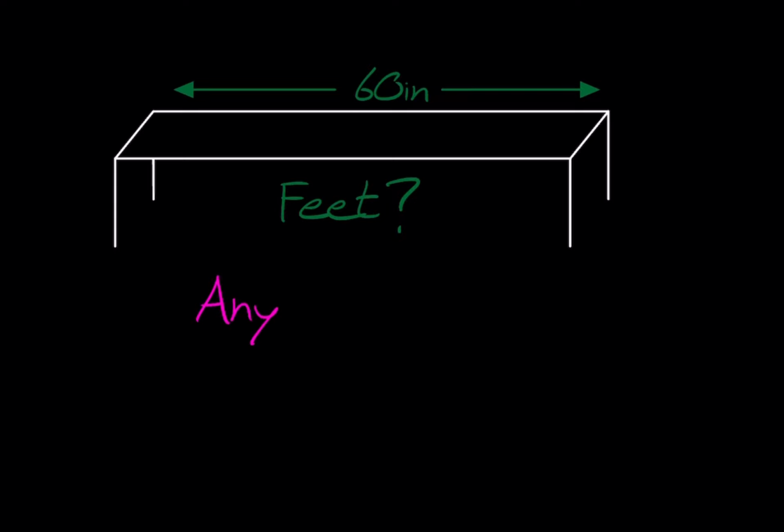Say I have a table that's 60 inches long, but I need to know how long it is in feet. How should we write this equation so that I get the desired outcome in feet? Before I answer that, recall that every number can be viewed as that number over 1. So in our case, 60 inches can be viewed as 60 inches over 1.